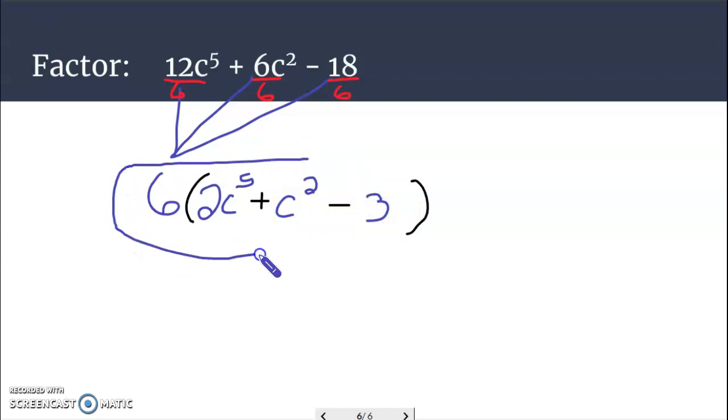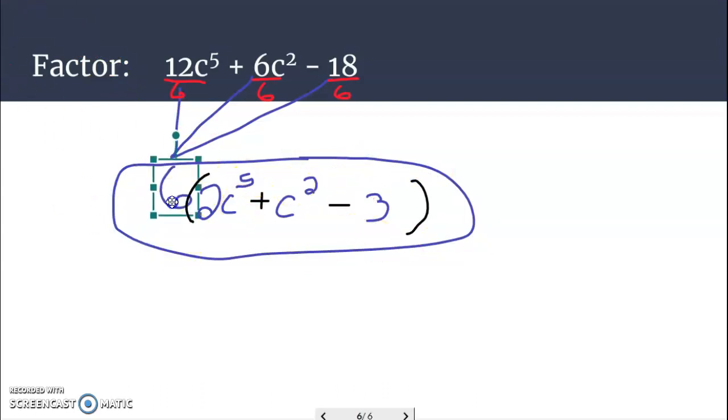And this is the factored form. You can always check your factoring to make sure it went correctly if you redistribute the 6. And we certainly can do that. 6 times the 2, 12c to the fifth, 6 times c squared, 6c to the second, 6 times 3, the 18. Just keep track of your signs. And this is the factored form of this polynomial.